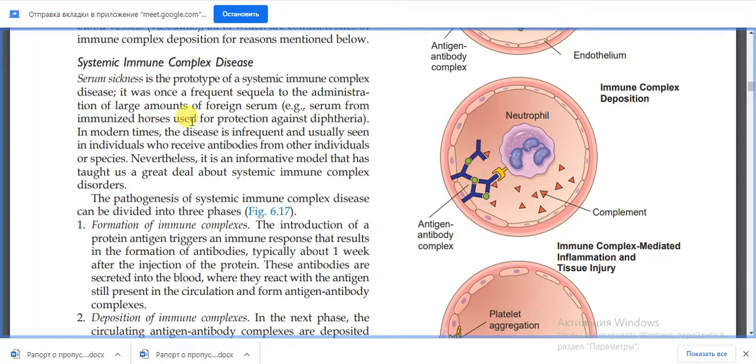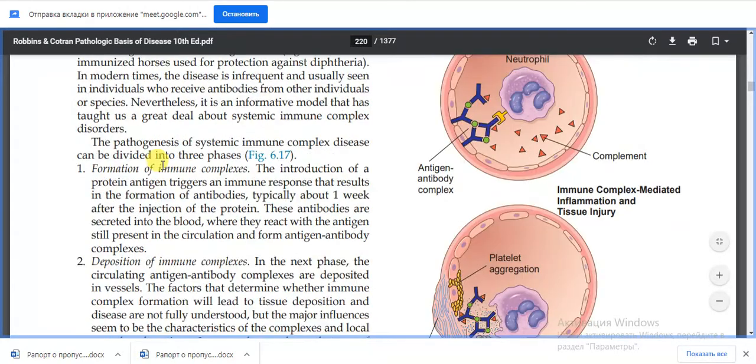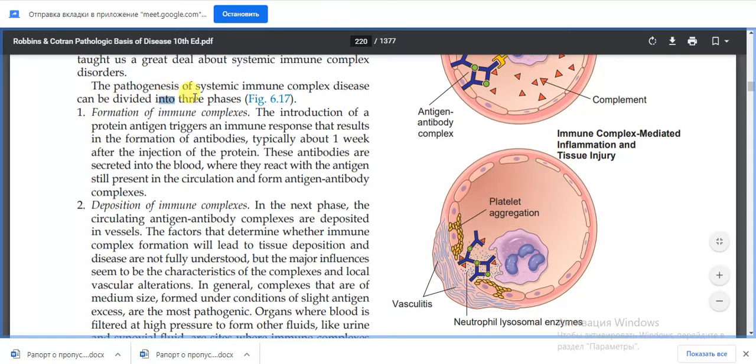So we use this passive immunization by injection of antibodies inside our body. But sometimes these antibodies become antigenic for us, and our own immunity cells produce antibodies against these antibodies, and serum sickness is a typical example. Okay, let's watch it. And it has three phases. This disease has three phases: the formation of immune complexes.